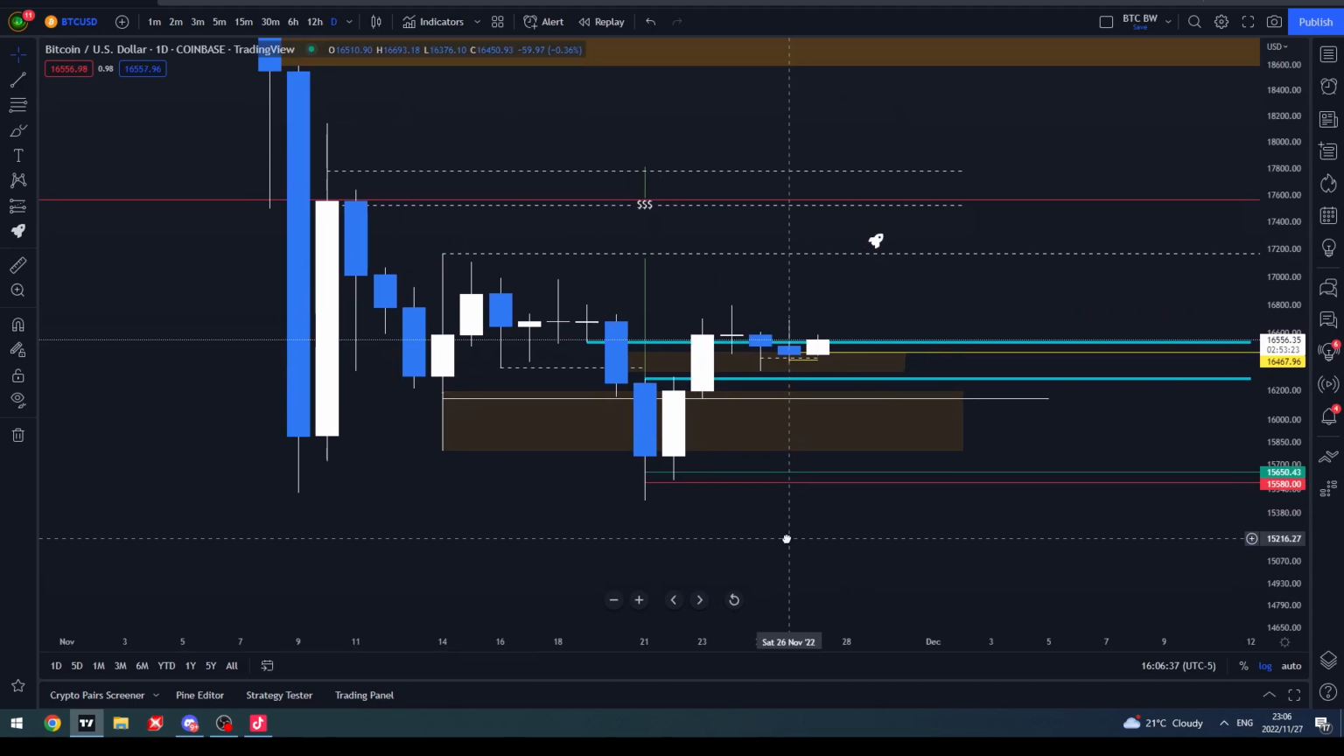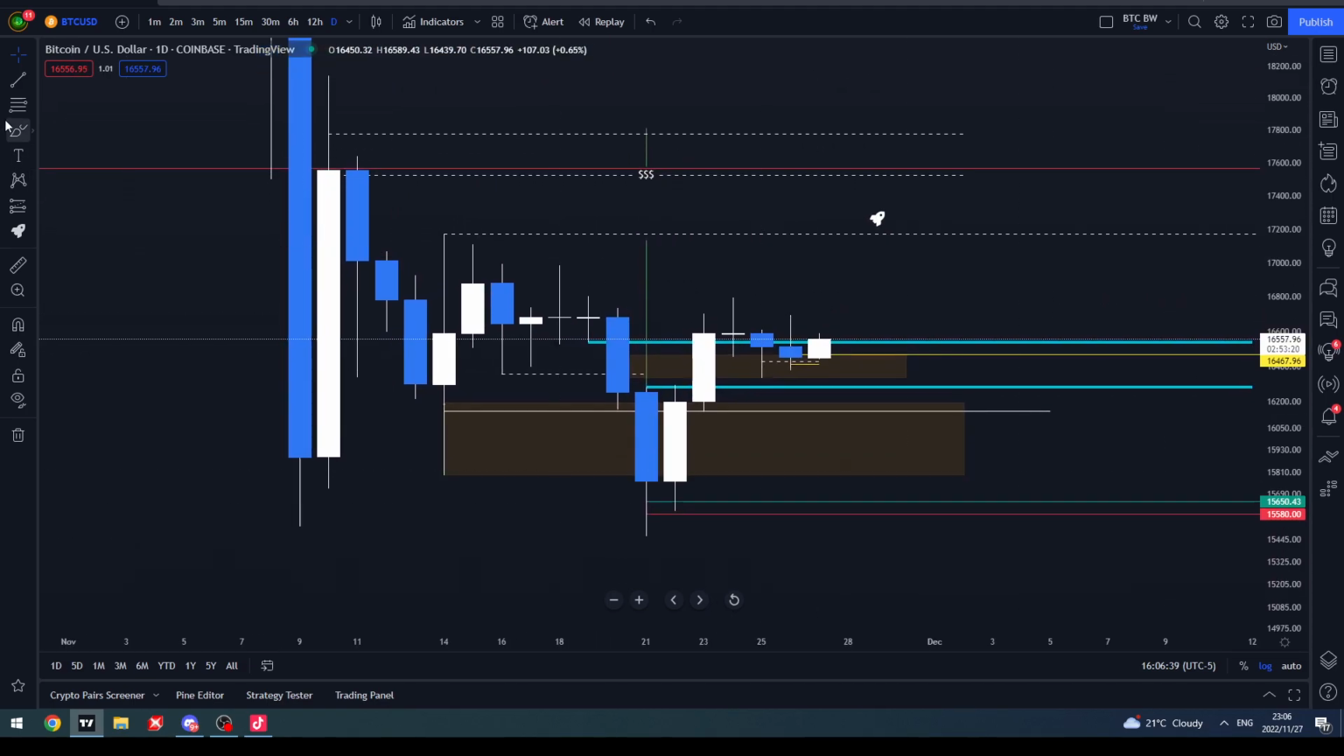This is a daily chart, by the way, right? Once price traded through here, we confirmed the order block. Once price closed above here, we confirmed a shift in market structure. So what does that mean? We confirmed a shift in market structure on a daily chart for BTC. Your job is then to look for fair value or discounted areas for buying.